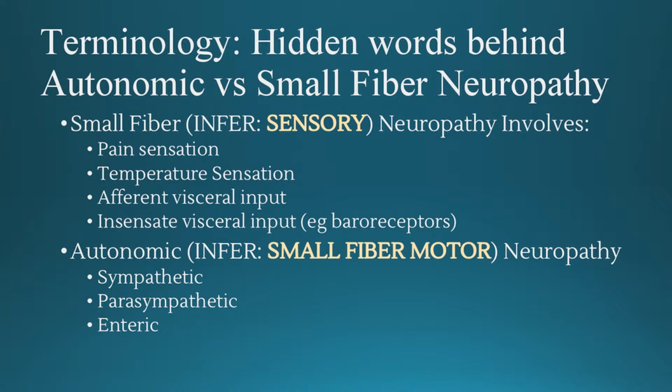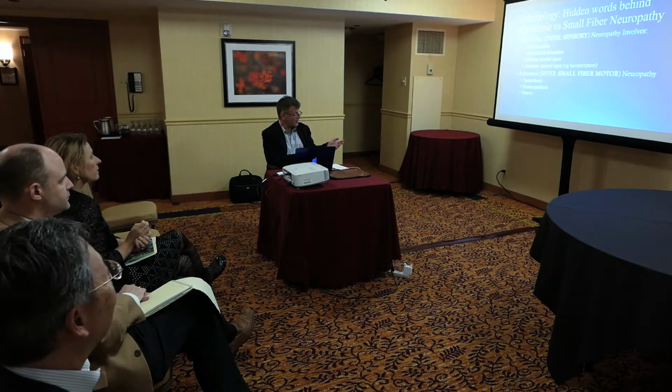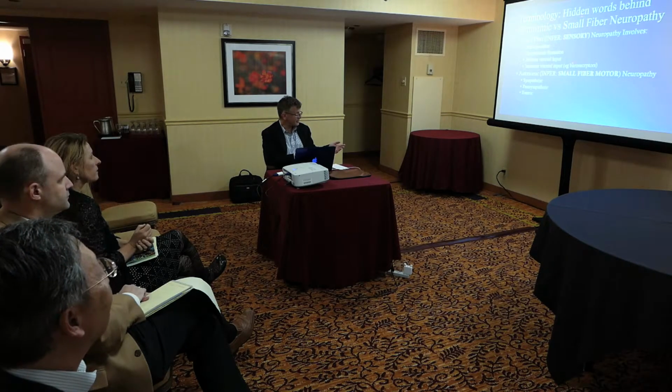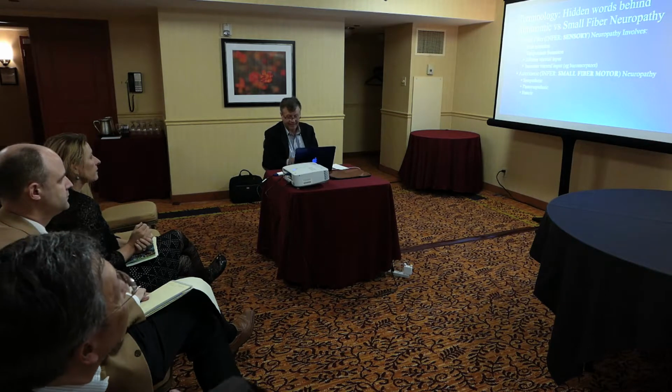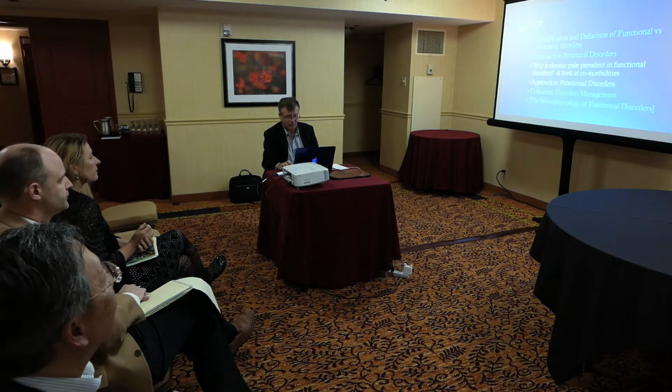That means they have a small fiber sensory neuropathy. And an autonomic neuropathy really means a small fiber motor neuropathy. And of course, a person can have both. So this to me is much more parallel terminology. And I'd rather use small fiber motor neuropathy and small fiber sensory neuropathy, or small fiber non-discriminate neuropathy, meaning they have both autonomic and sensory. And that's just, it's sometimes very confusing.